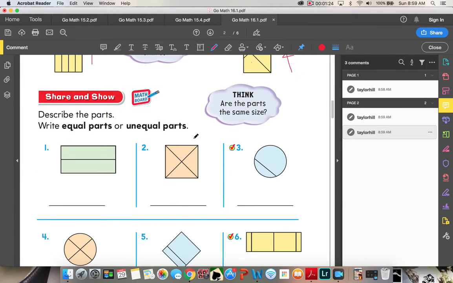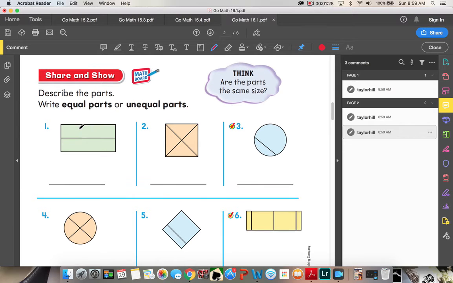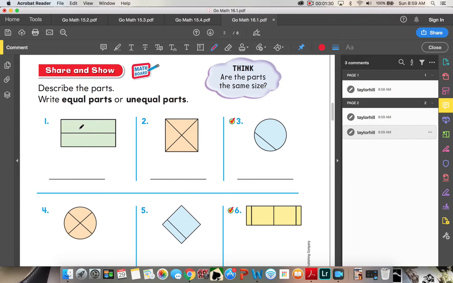Okay? Describe the parts, right? Equal or unequal? Number 1, is that divided equally or unequally? Are they even? They are even. So there's going to be equal. Okay, number 2. Do those triangles look even? Do they look the same size? Are the parts the same size? Good, they're equal.